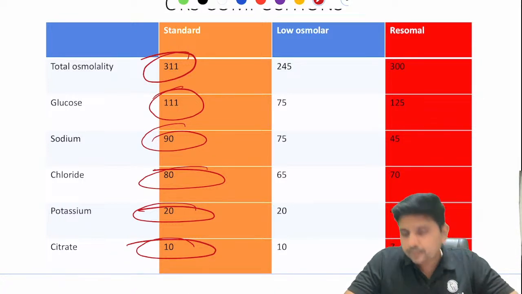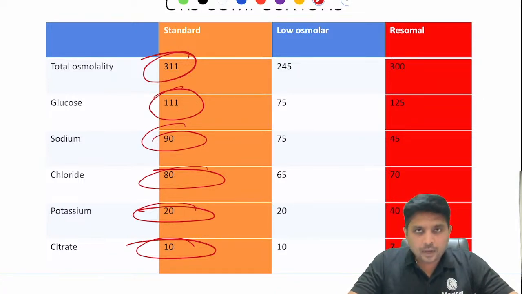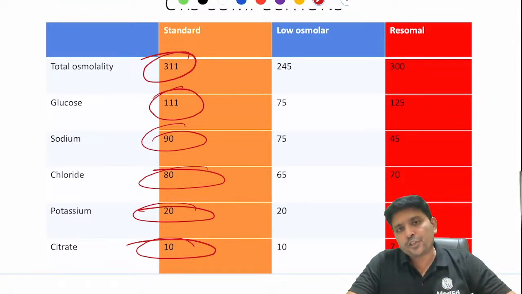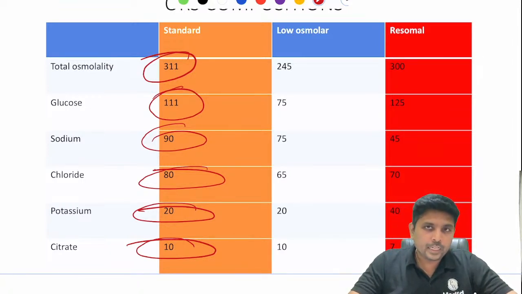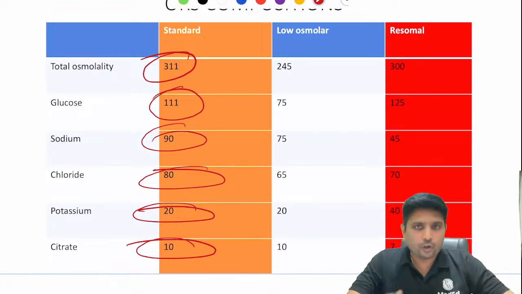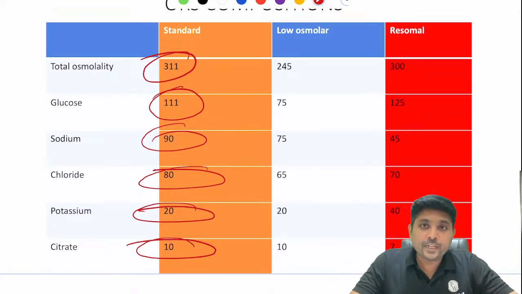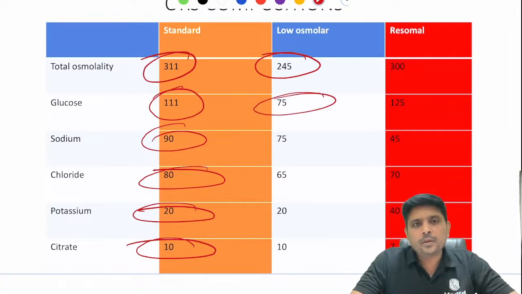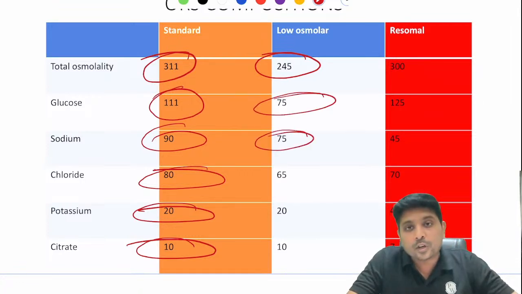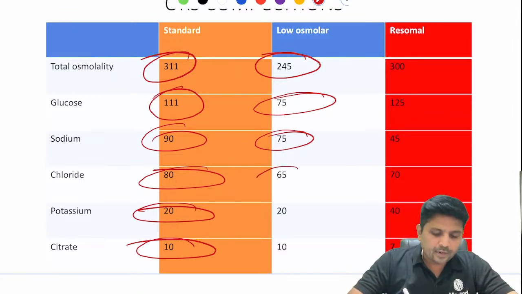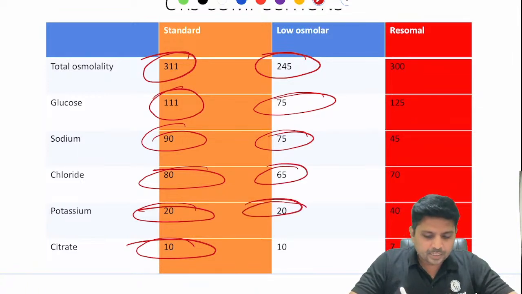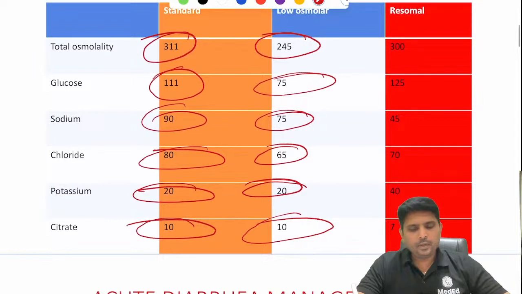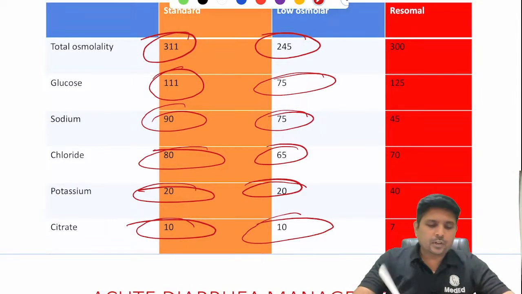Then we understood the fact that the majority of diarrhea is due to rotavirus, in which the osmotic load of stool is not to the extent caused by cholera. So the osmolality of ORS has been reduced from 311 to 245. Sodium concentration is reduced from 90 to 75. Glucose concentration has been reduced from 111 to 75. Whereas chloride more or less same, potassium more or less same, citrate more or less same. Whereas what is called rhizomol?